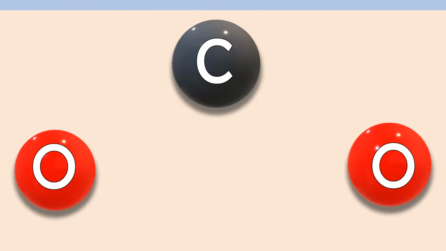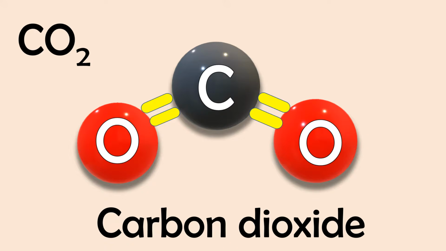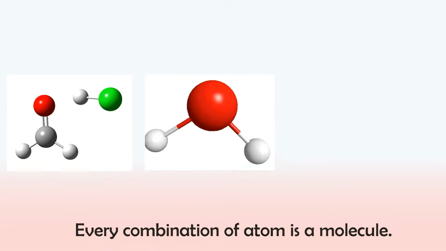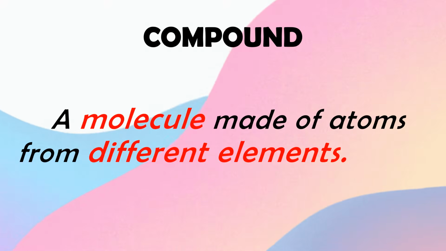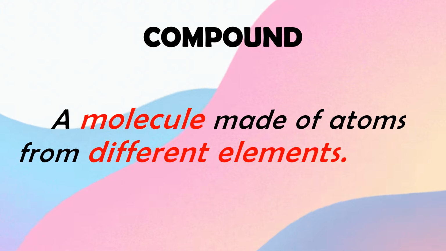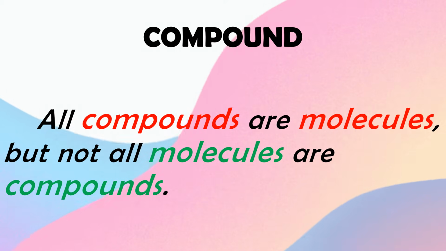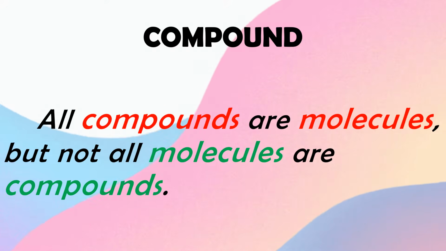Another example is combining one carbon atom with two oxygen atoms, forming, you guessed it, carbon dioxide or CO2. Every combination of atoms is a molecule. A compound, on the other hand, is a molecule made of atoms from different elements. It can be said that all compounds are molecules, but not all molecules are compounds.